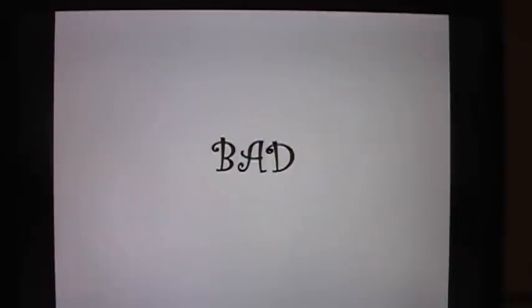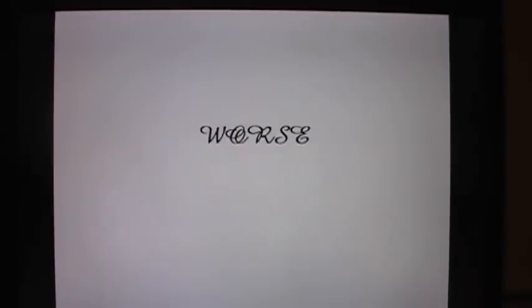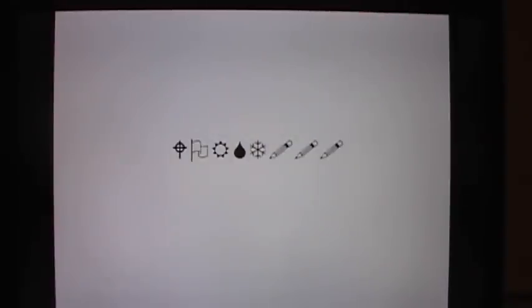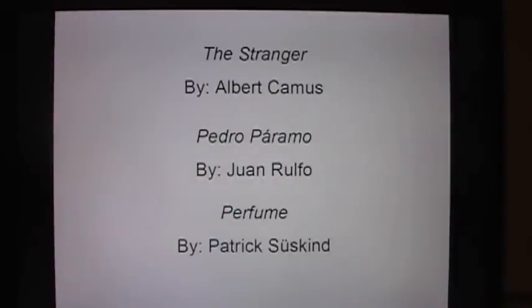Now, fonts. This is a terrible font. Don't use it. It's bad. This one is even worse than the last one. Don't use it either. And this one, what does that even say? I don't know. I don't know what that says. This is a good font. Use this font. It's Arial, you know, use it.